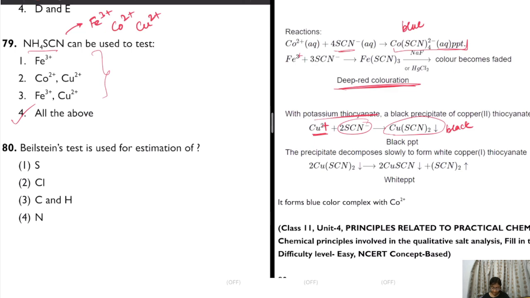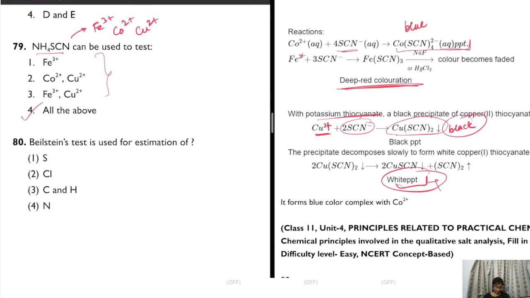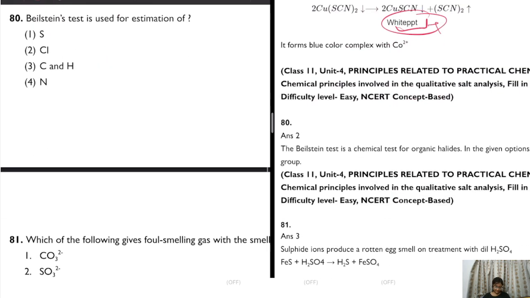Okay, so which will then decompose and give a white precipitate. It is decomposed. Firstly, we get black, and then slowly the precipitate becomes white. So this is the correct answer, fourth. Let's see the next question.